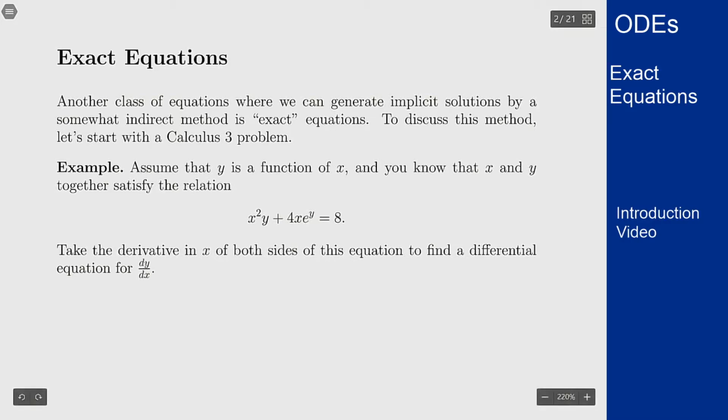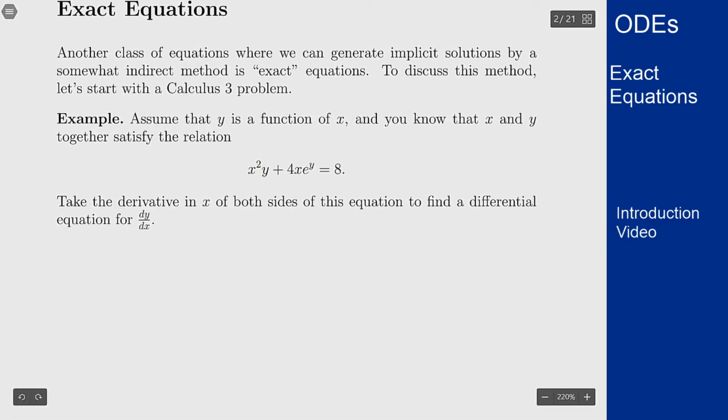So assume I know that y is a function of x, and you know that x and y together satisfy this relation here: x squared y plus 4x e to the y is 8. I want to differentiate this equation in x to find a differential equation for dy dx. This is kind of a calc 1 problem, actually an implicit differentiation problem, but we'll see how it ties into calc 3 stuff in a little bit. So I just want to differentiate this equation here.